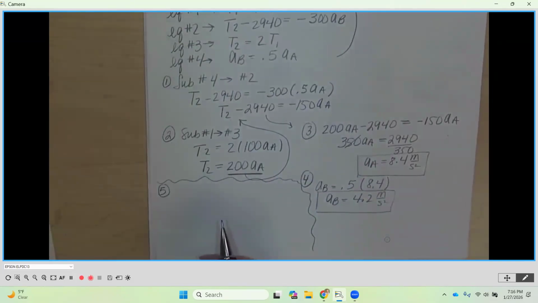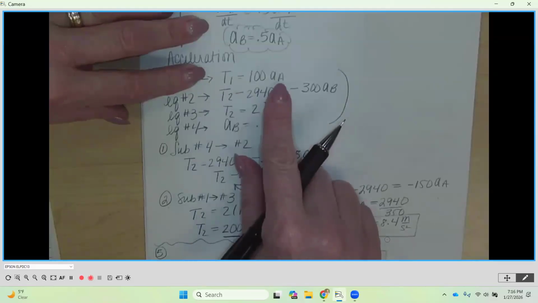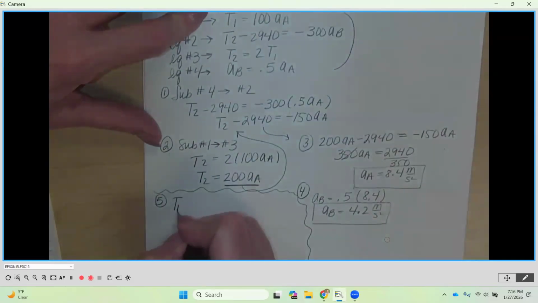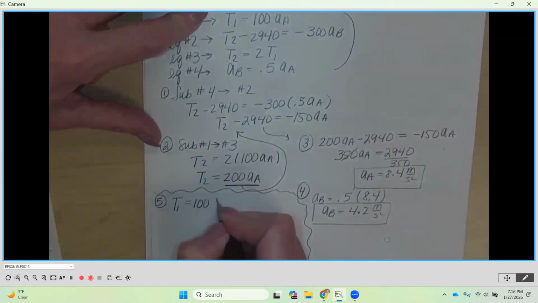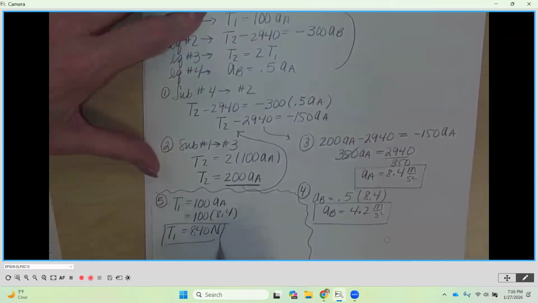So this is going to be number 5. I'm going to do my T1 up at the top, equation number 1. I know what the acceleration of A is. So T1 is going to be equal to 100 times the acceleration of A. So 100 times 8.4. T1 is equal to 840 newtons.